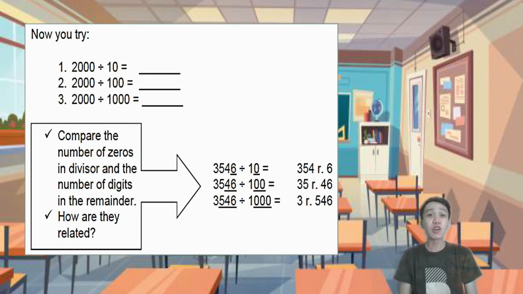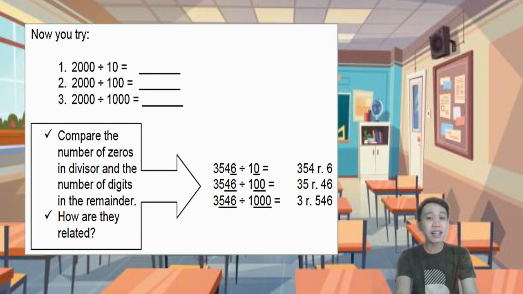Paano naman kaya kung ang equation natin, ang kanyang dividend ay walang zero? Paano natin isosolve ang ating problem? Ganito lang yan. First, compare the number of zeros in the divisor and the number of digits in the remainder. How are they related? Okay, so para mas maunawaan ninyo, ganito ang ating gagawin. Okay, so 3,546 divided by 10. Paano kaya naging ang sagot ay 354 remainder 6?